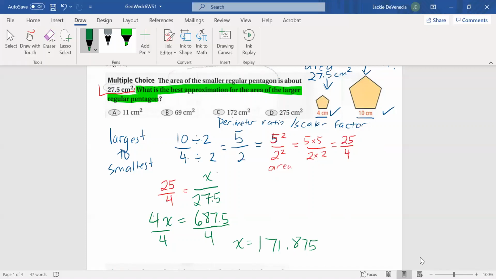Now, this will be the approximate area of this bigger pentagon, but these are my choices, right? So the closest one would be C, and that would be my correct answer.